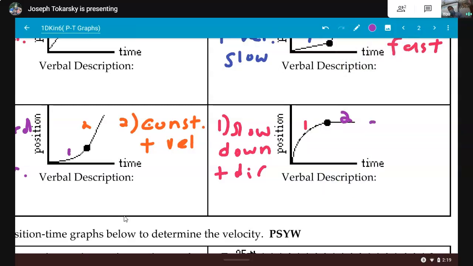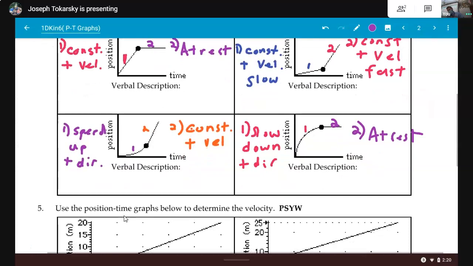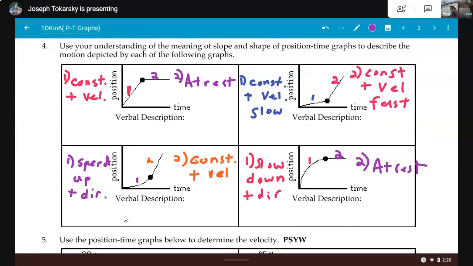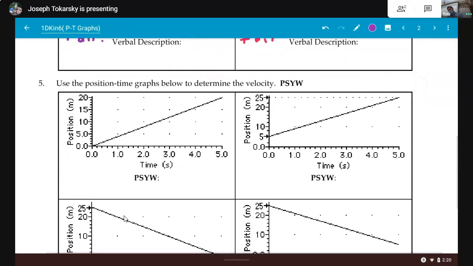So segment 2, flat meant what again? At rest. So it slowed down so much it completely remains at rest now. Does that all make sense to everybody? Okay, now putting some numbers to it.